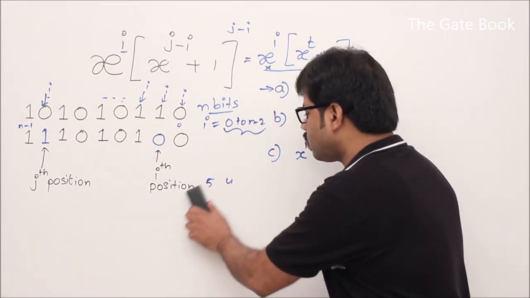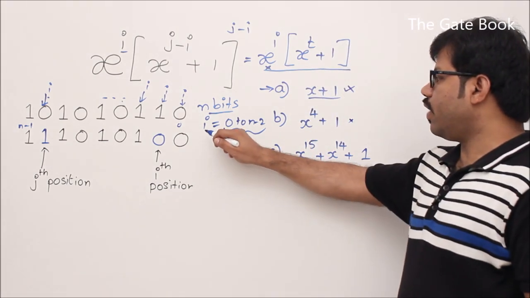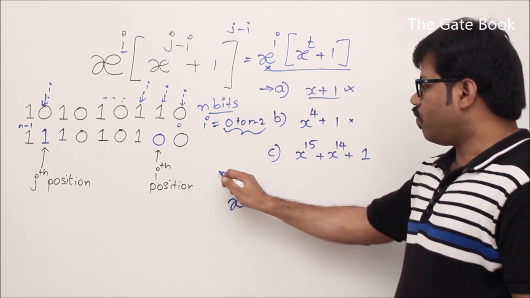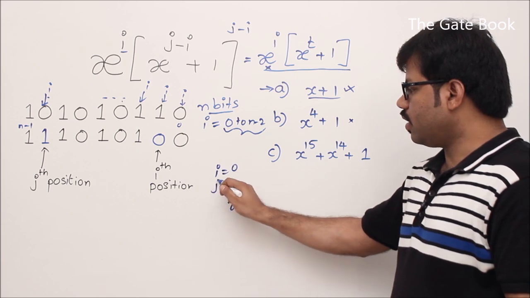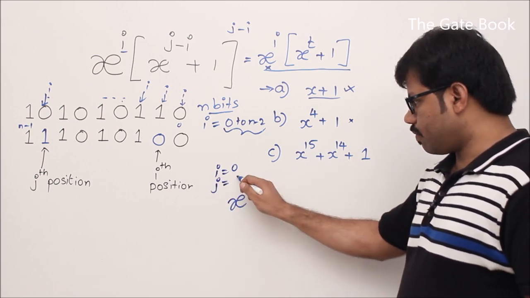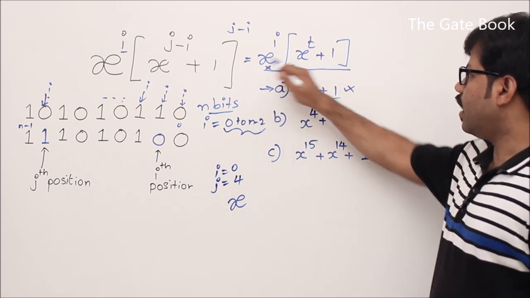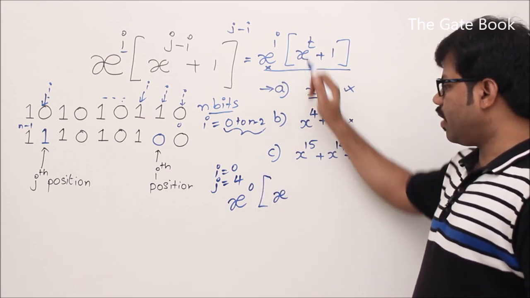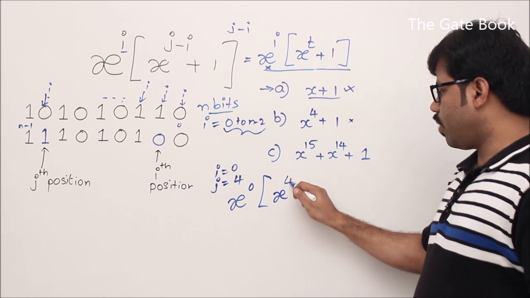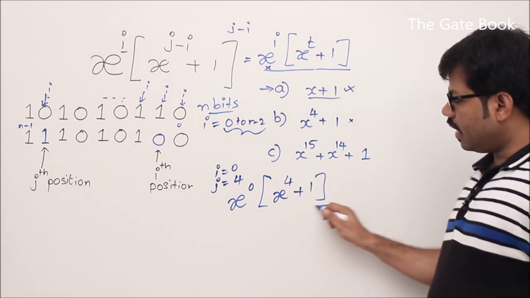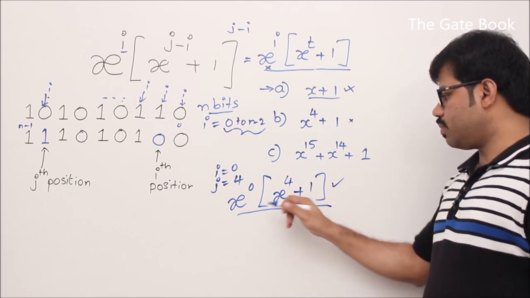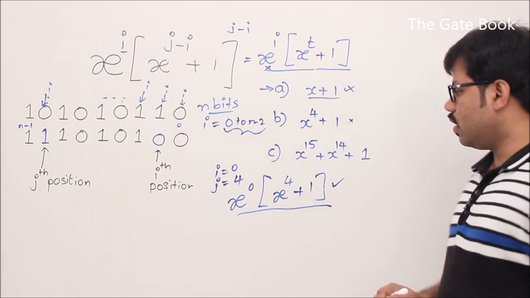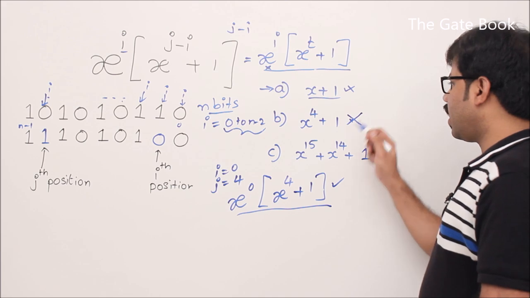This is also a bad choice. Why? See, we know that the i value ranges from 0 to n minus 2, right? Then your 2-bit error might be like this, x power i. So first position i value 0 and let's say j value something like 4. If I take it like this, then this error polynomial is nothing but x power 0 into x power t. What is t? j minus i. j is 4, i is 0, 4 minus 0, so x power 4 plus 1. That means there is one error of this type. What is that? x power 4 plus 1. But if you take your polynomial as x power 4 plus 1, it divides it. Right? That's why x power 4 plus 1 cannot be a good choice.